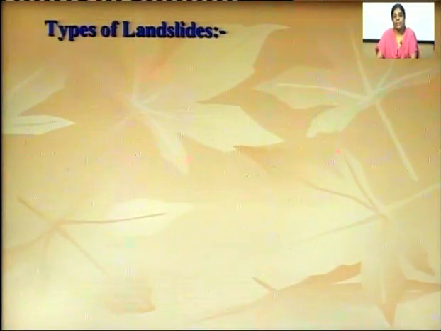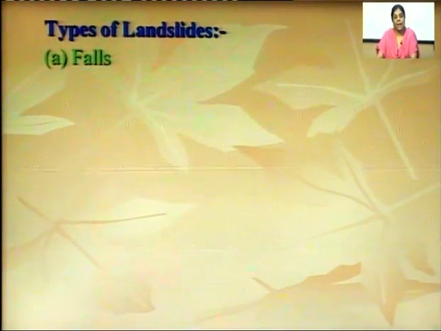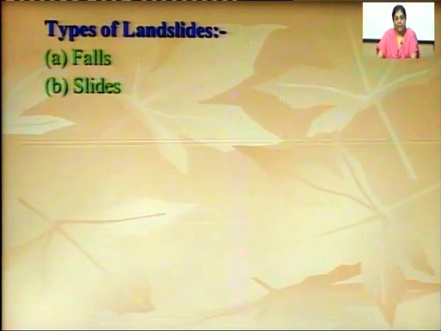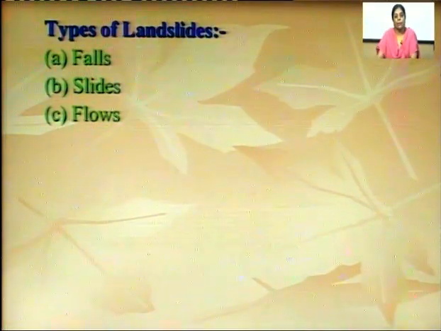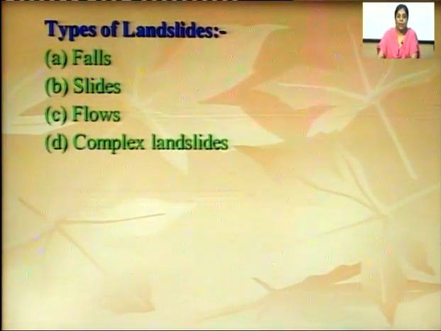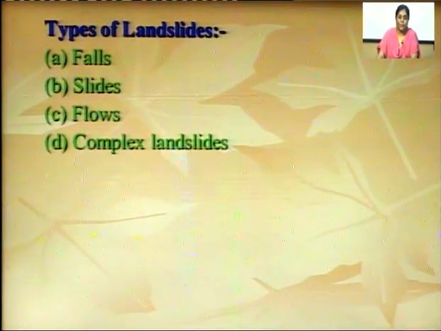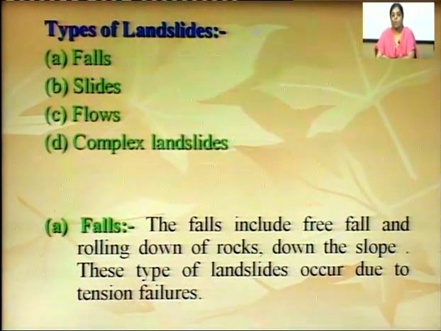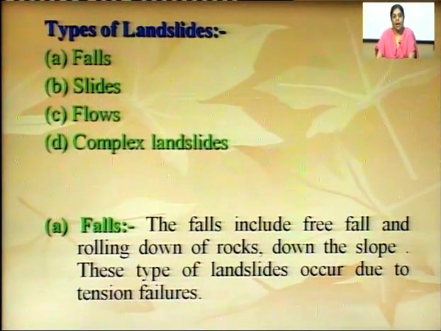So, now we will discuss the types of landslides. First type of landslide is falls, second is slides, third is flows and fourth is complex landslides. So, let us discuss them one by one. First of all we will discuss the falls. The falls include free fall and rolling down of rocks down the slope. This type of landslide occurs due to tensile failure.